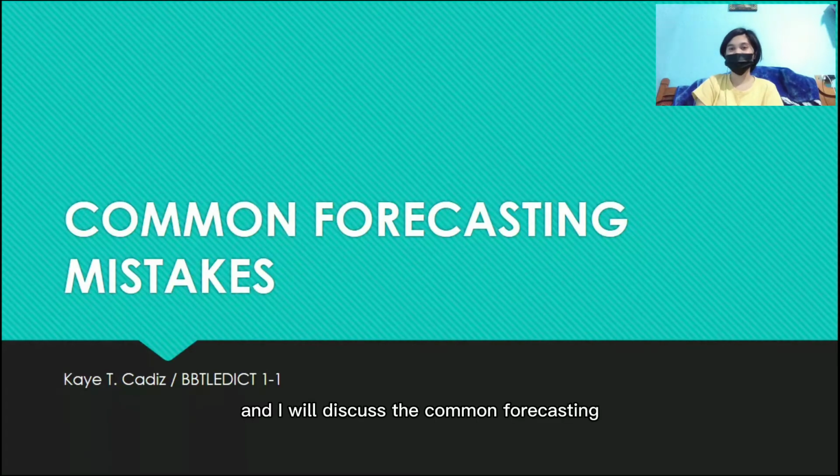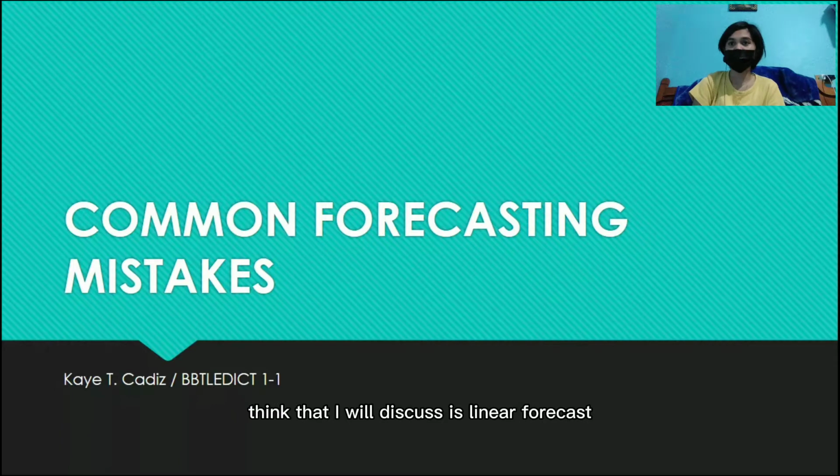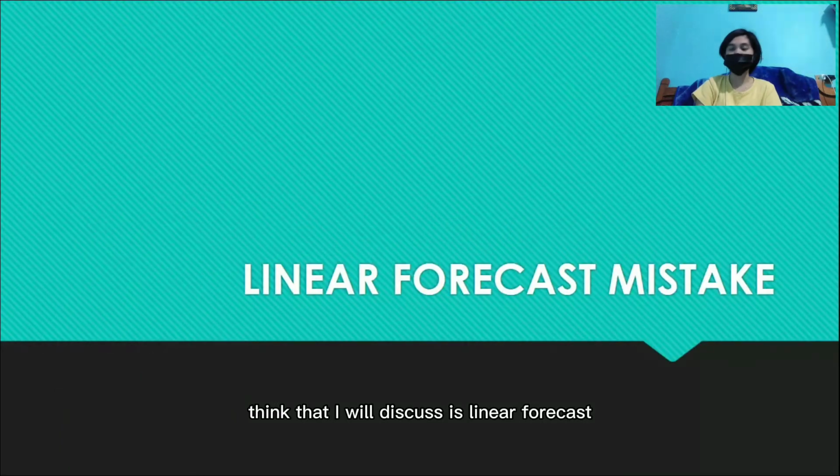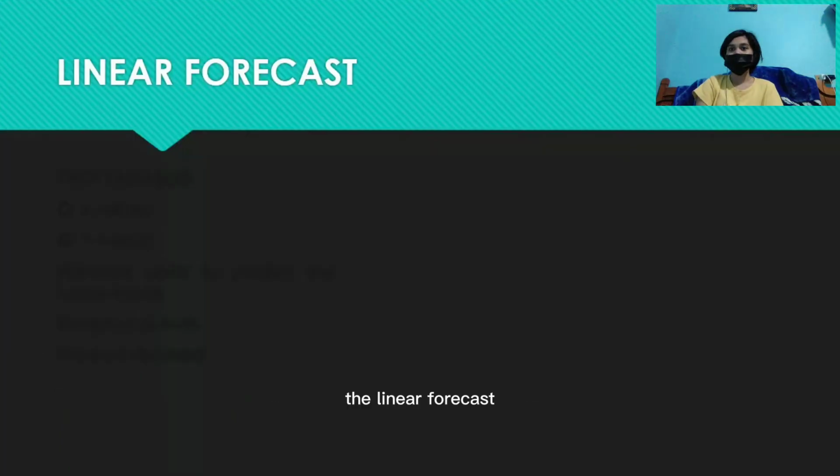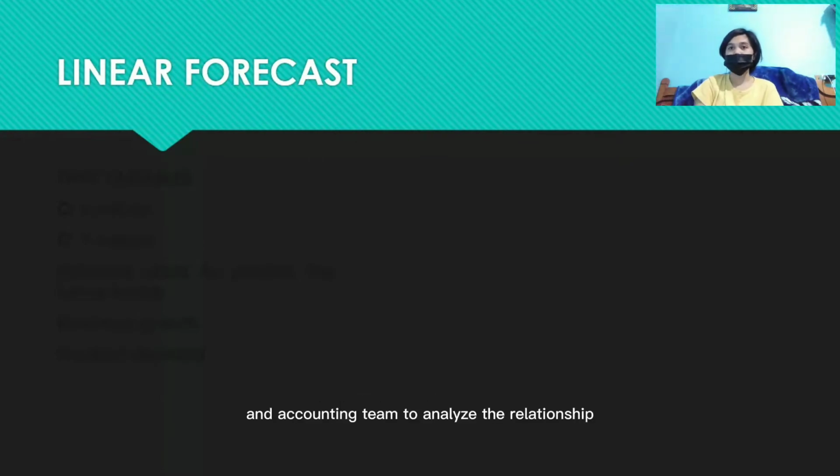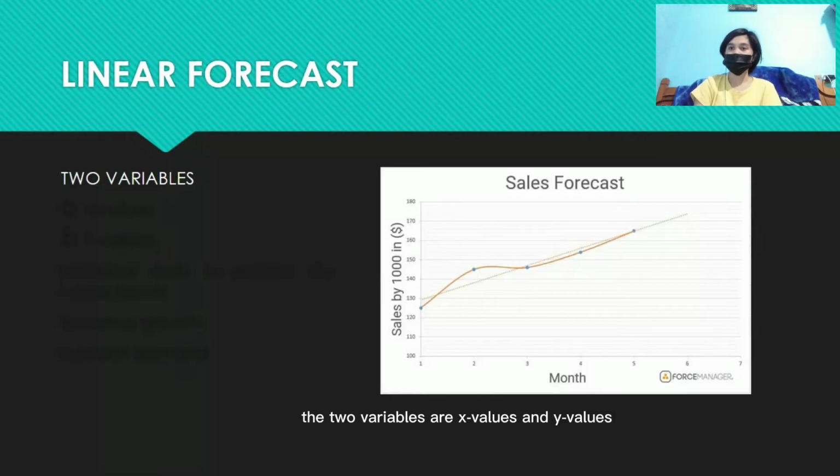I'm Katie Cadiz and I will discuss the common forecasting mistakes of revenue. The first forecasting mistake that I will discuss is the linear forecast mistake. The linear forecast helps the entrepreneurs and accounting teams to analyze the relationship between two variables. The two variables are X values and the Y values.